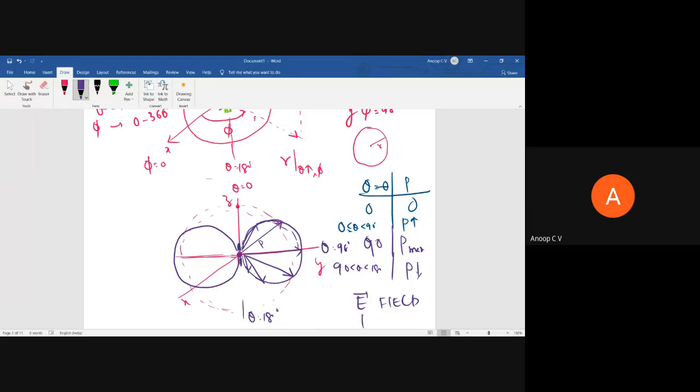If I plot power, power will be proportional to the square of the field intensity, right? That will become the power pattern. So that is the radiation pattern. Now I've done this only for this plane. What I've done is, for phi equal to plus or minus 90 degrees, I varied theta from 0 to 180. Then I plotted.